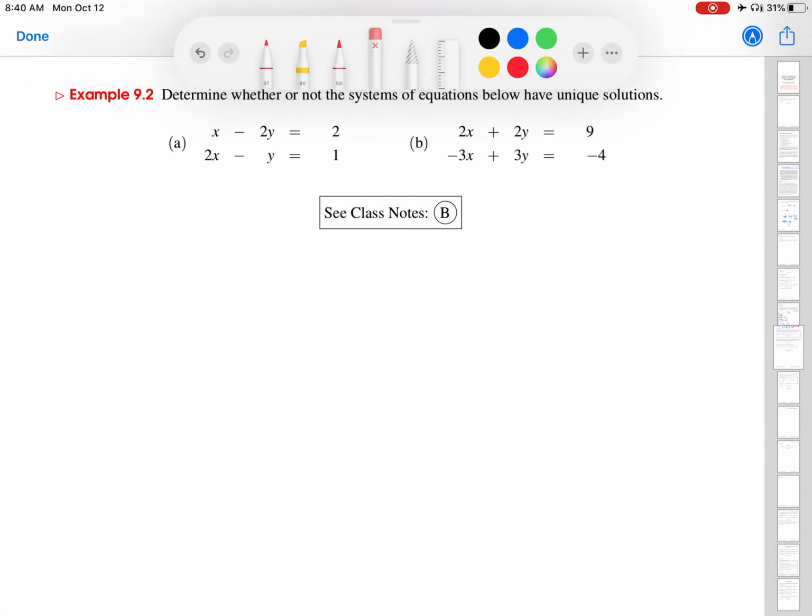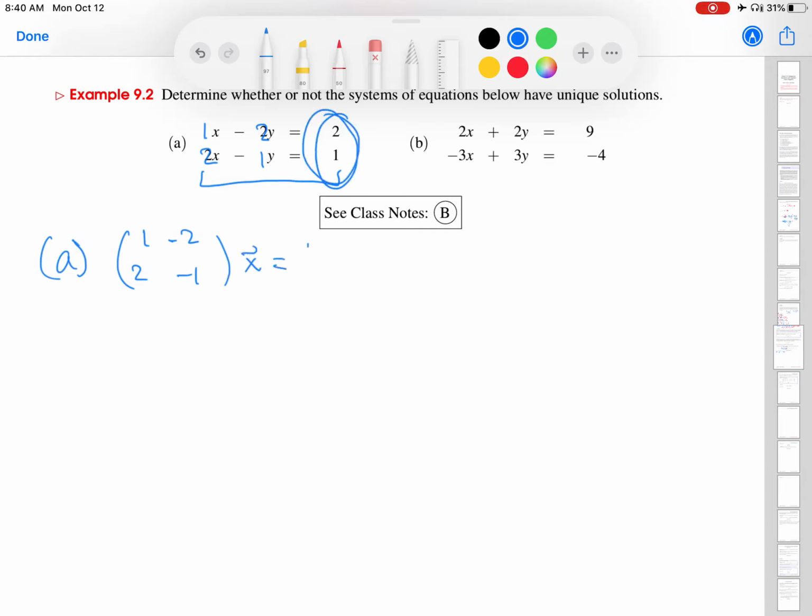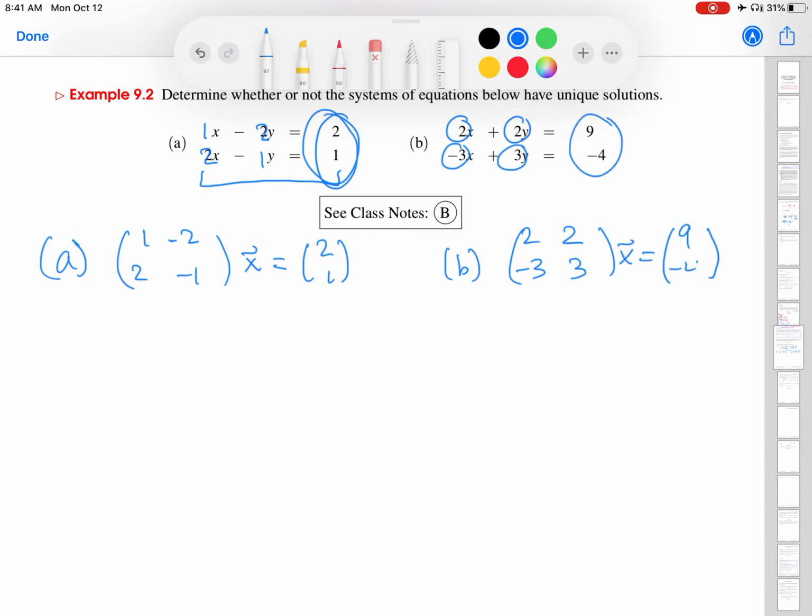So determine if the systems of equations below have a unique solution. First thing I'm going to do is put them in matrix form. So I'm going to say coefficient matrix here, 1, -2, 2, -1, AX equals, and then right-hand side here, so 2, 1. Great, and I'll do them at the same time because this determination is going to be fairly simple based on what we've done now. So coefficient matrix here, 2, 2, first row, and then -3, 3, second row. And then right-hand side is 9, and then -4.